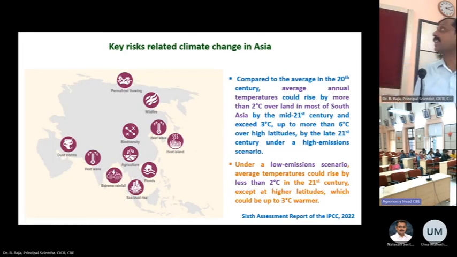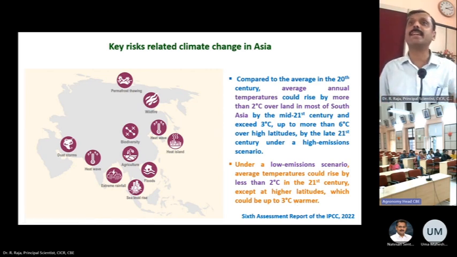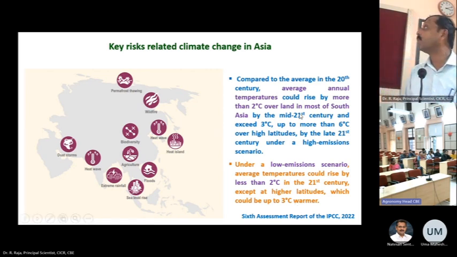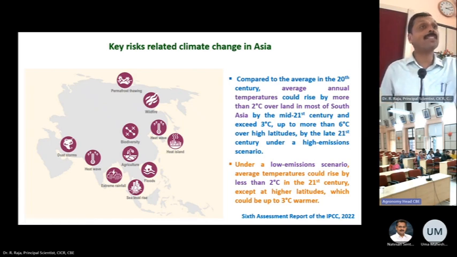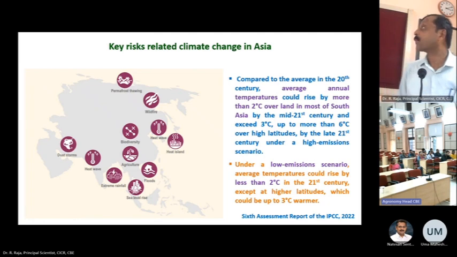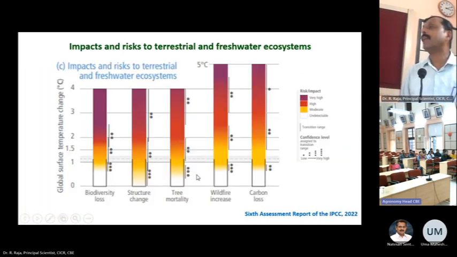For the entire South Asia area, what they are telling is, under a low emission scenario, the average temperature rise could be limited to 2 degrees centigrade. If we go for this low emission scenario, in high altitudes and all, the increase will be up to 3 degrees centigrade, right? But if it goes the other way, then it is well above 3 degrees centigrade in the plains, up to 6 degrees in high altitudes. Okay. So these are all the assessments and how it will impact the biodiversity, terrestrial ecosystem, as well as water ecosystem, all those things they are telling.